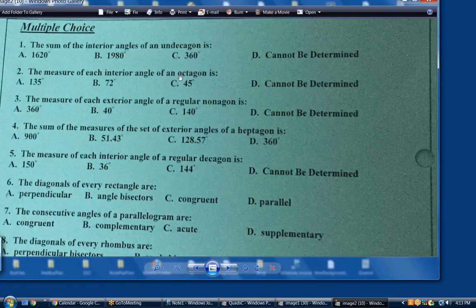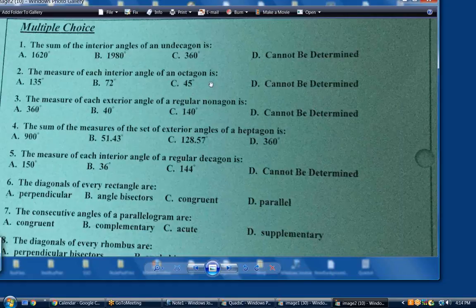I would say it cannot be determined because an octagon is just an 8-sided figure. And they want the measure of each interior angle. Well, we know the sum is going to be 6 times 180. So we can certainly figure out the sum of each angle of an octagon. But we can't assume that all 8 of them are the same because it would be called a regular octagon if they were. Okay. So I would be inclined to say D for that, unless it's a trick question.